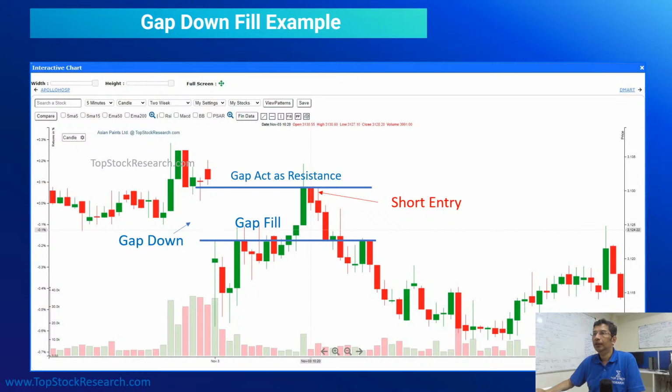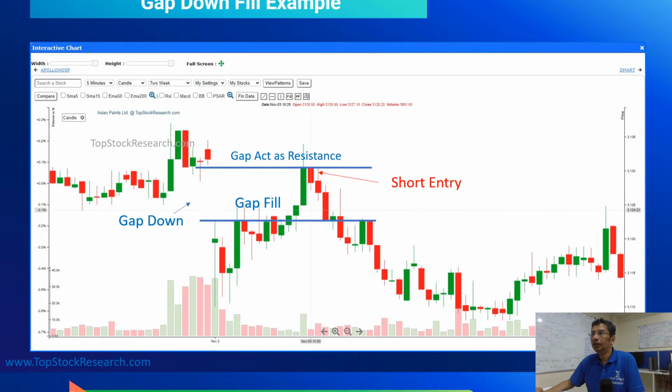Okay. So the same example is gap down, very similar to what we have covered. In terms of time, I think we are pretty okay, going as per plan or as per timing.